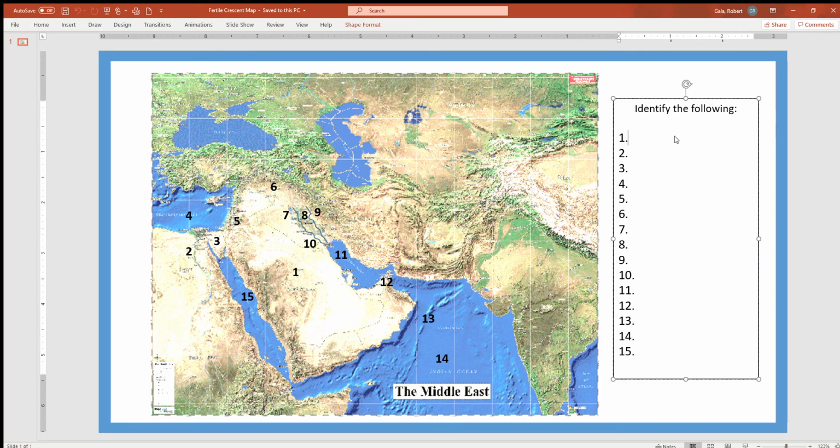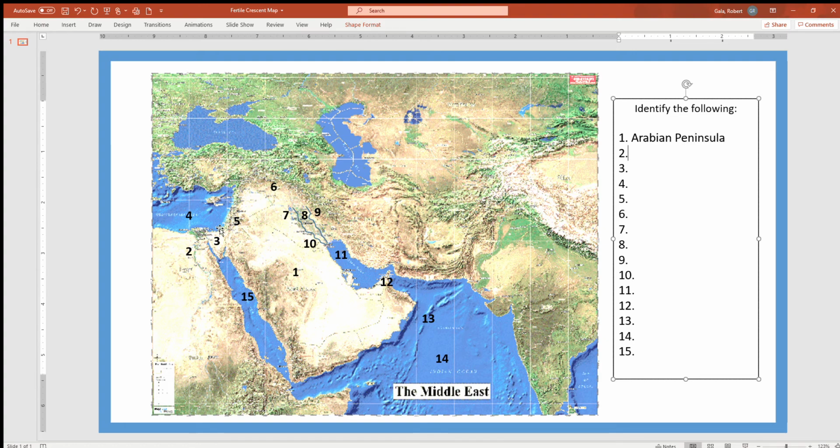Everyone, here is our map of the Middle East. Just to identify these 15 objects and places to help you situate and see some of the locations that we're talking about. Number one would be this right here. It's Saudi Arabia. I'm going for the whole Arabian Peninsula though, this whole region here. So number one would be the Arabian Peninsula.